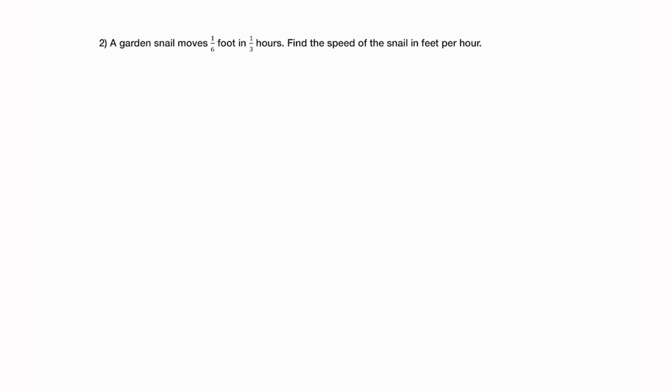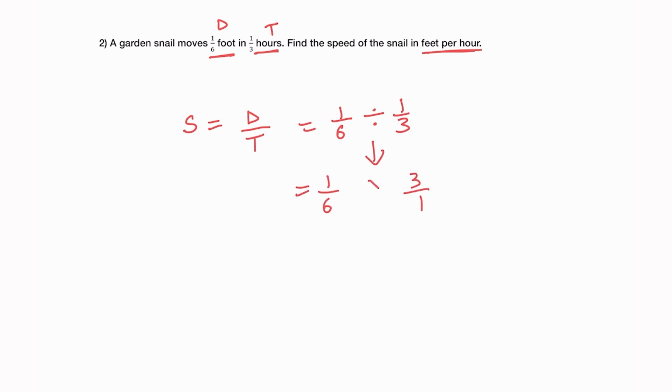Question 2. A garden snail moves 1/6 foot, which means that's the distance, in 1/3 hour. So that's time. Find the speed of the snail in feet per hour. So we know speed equals distance upon time, and the distance is 1/6 foot divided by time, which is 1/3 hours, right? And then we say this is 1/6 and we invert this fraction and this division becomes multiplication, right? So 3 times 2, which means this is half, and feet per hour, the units from here.